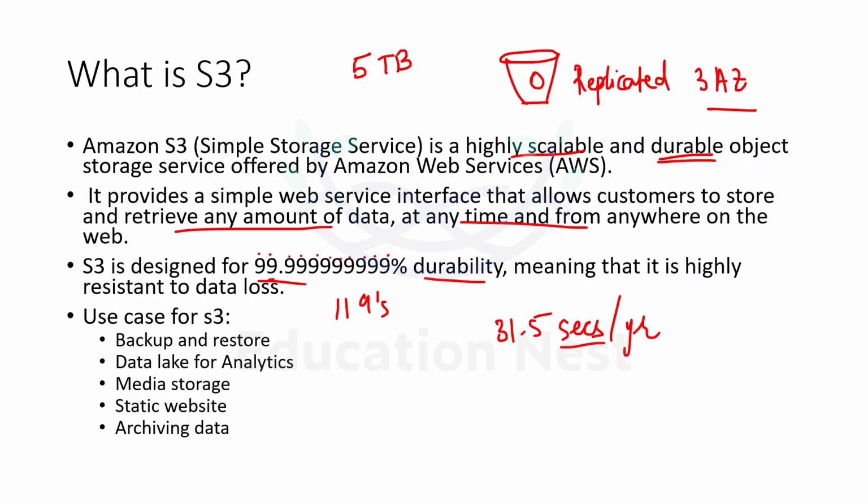So what are the use cases for S3 where we can use this object storage? You can think of it as infinite storage. You can use it for backup and restore purposes. Suppose you have your data on-prem and you want to store it on S3 for backup purposes, then that would be a very good use case for S3. Even internally, a few of the AWS services use S3 for backup purposes. It is also used for logging. All the logs which are generated are stored in the backend in S3 by a few of the AWS services as well.